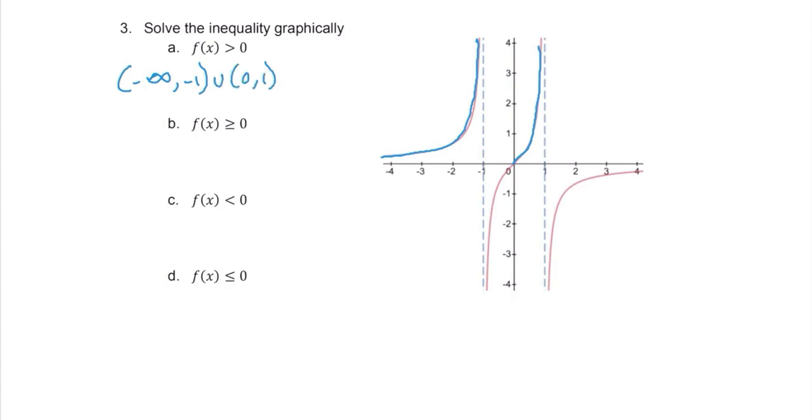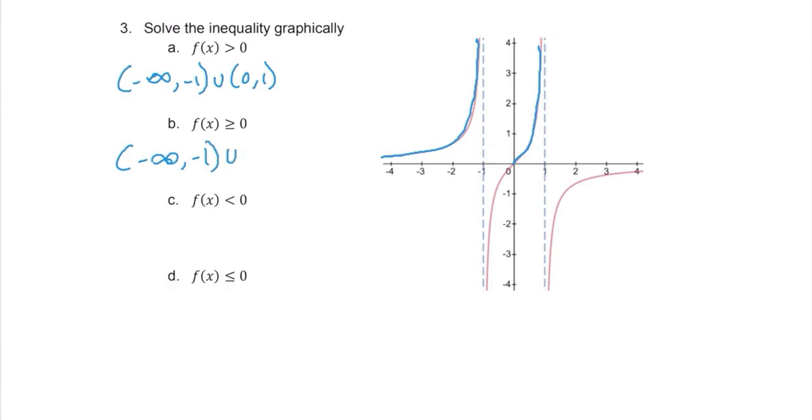In example B, we're asking a very similar question. Where is f greater than or equal to 0? This time we can include x-intercepts. Note that you cannot include vertical asymptotes, only the x-intercepts. So this time we have negative infinity up to -1. We cannot include the -1 with a bracket. We have to leave it as a parenthesis because it's an asymptote.